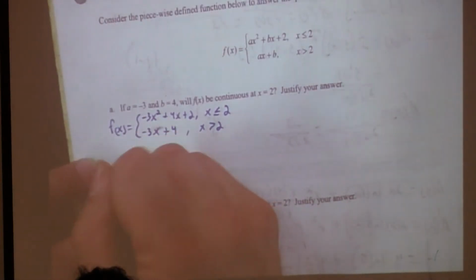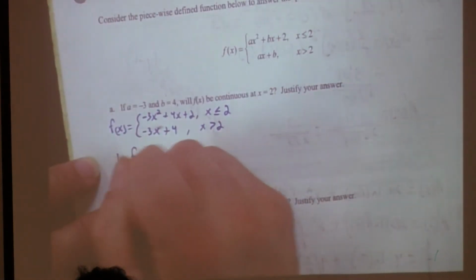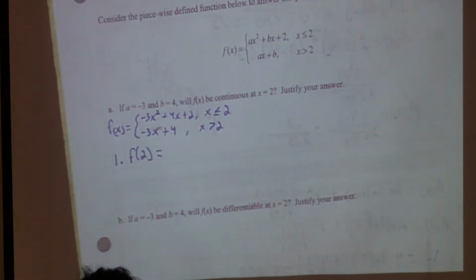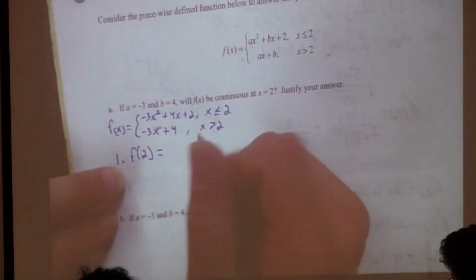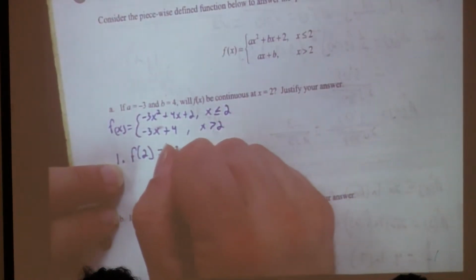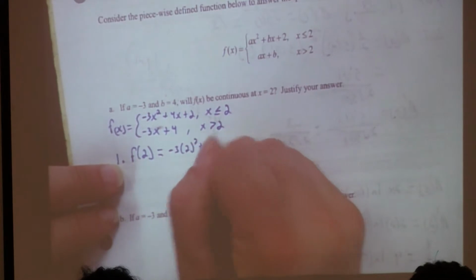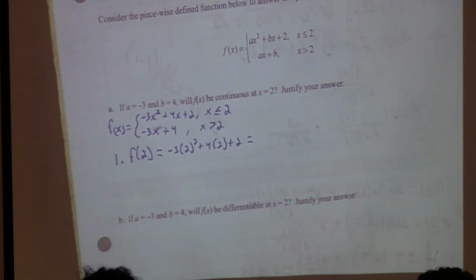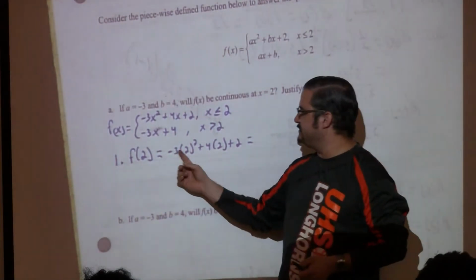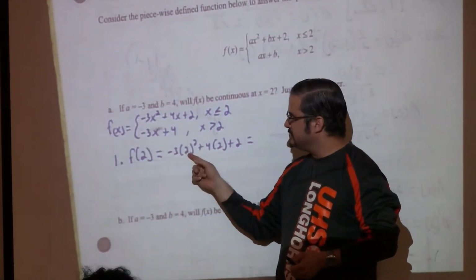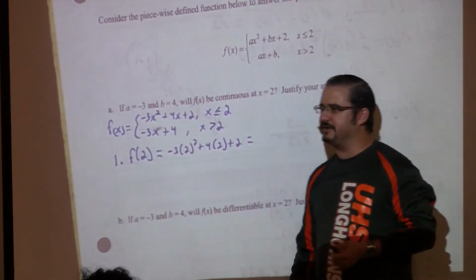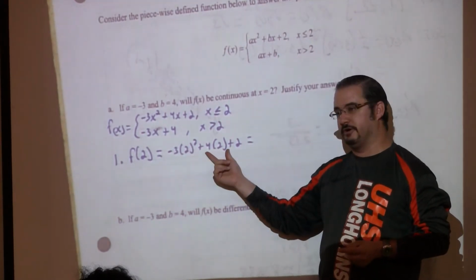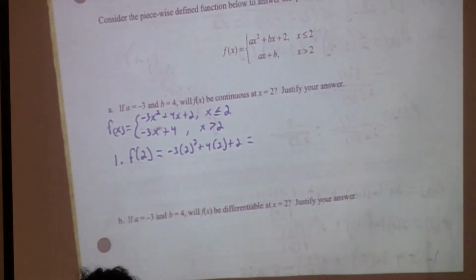What's the first thing to prove for continuity? f is defined at that point 2. So can I find f of 2? Yes. Which equation would I plug that into? The top one. Show me -3 times 2 squared plus 4 times 2 plus 2. This is non-calculator. 2 squared is 4. We don't do this times this, which is what some of you do. Be careful. Exponents first. 4 times -3 is -12. -12 plus 8 is -4, plus 2 is -2.